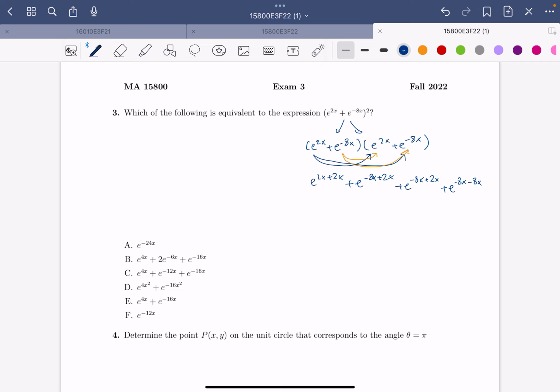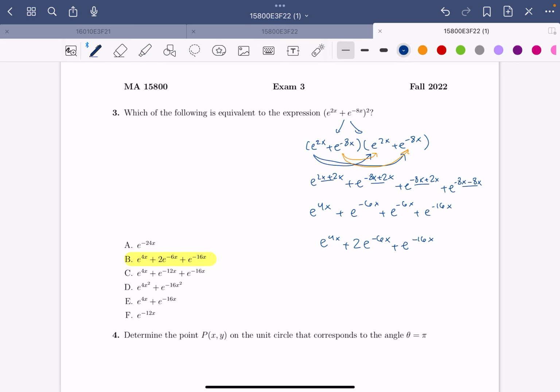Now, if we simplify the exponents on all of these, we can simplify our answers. So that would be e to the 4x, plus e to the negative 8 plus 2, which is negative 6x, plus e to the negative 6x, plus e to the negative 16x. Simplify this one more time: e to the 4x, plus 2e to the negative 6x, plus e to the negative 16x. And that gives us, it looks like, an answer of B.